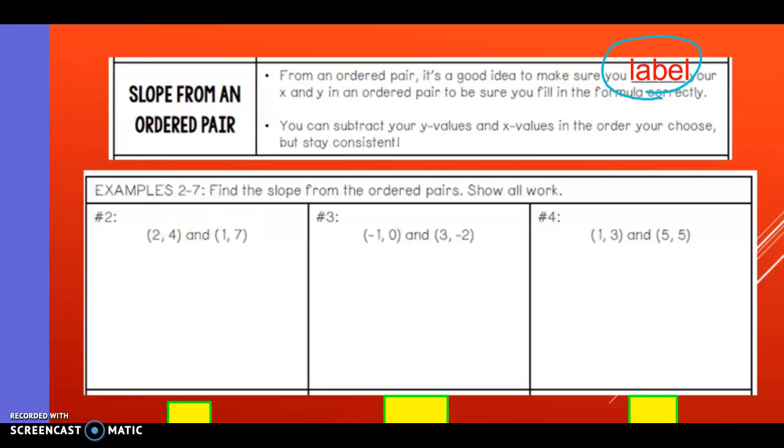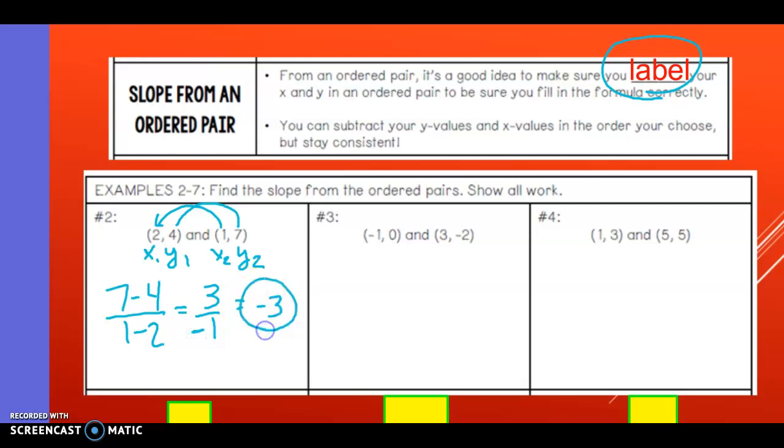So problem number 2. Let's start off, let's label our values. So this is my first x, this is my first y. This is the second x, this is the second y. I'm going to take y2 minus y1, 7 minus 4, over x2 minus x1, 1 minus 2. So I get 3 over -1. So my slope is -3.